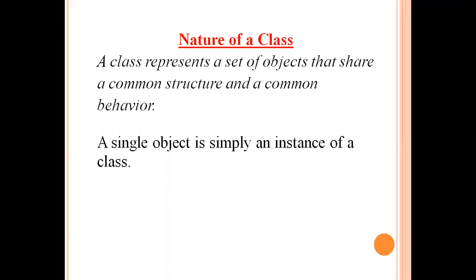Suppose account is one object. The general representation for account is that every account holder has some name, account number, and next one is bank and branch name. That is the class. So it is a general structure, general behavior or general structure.